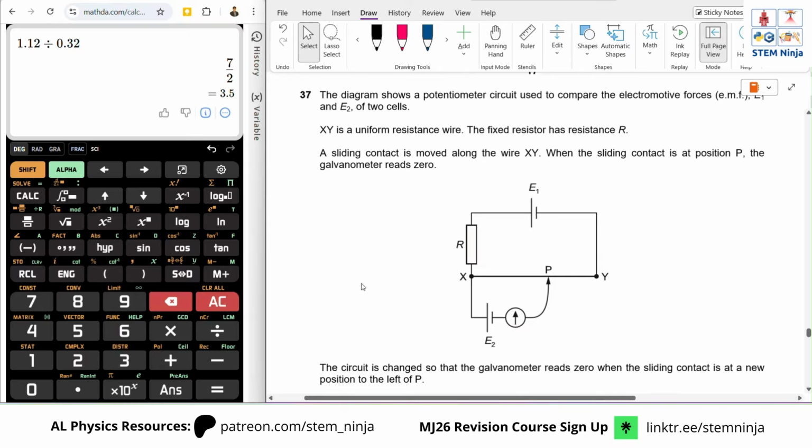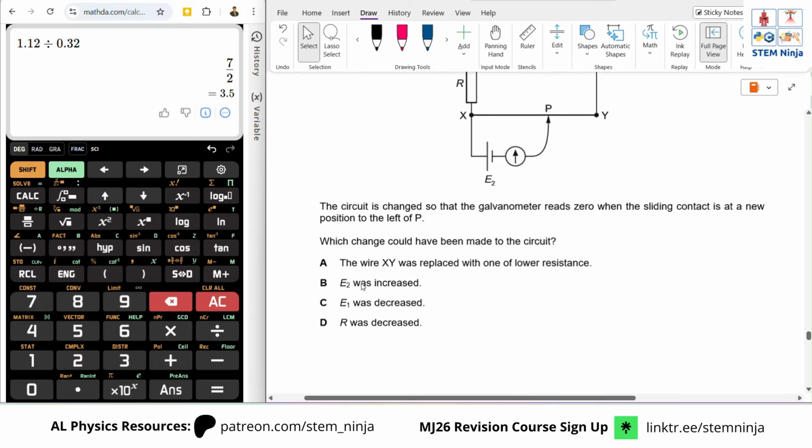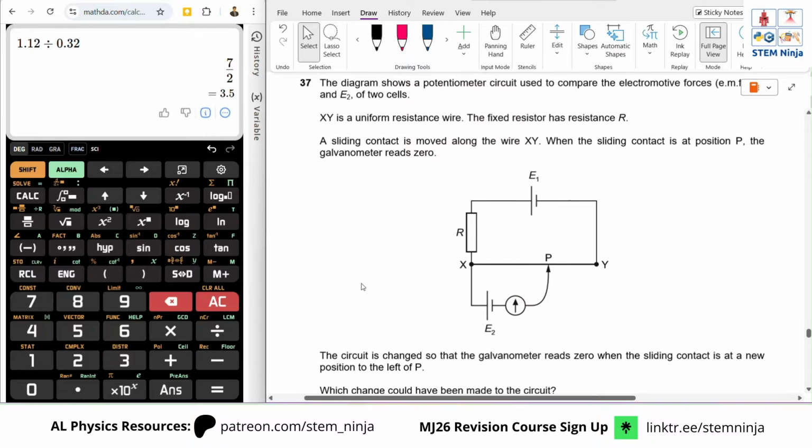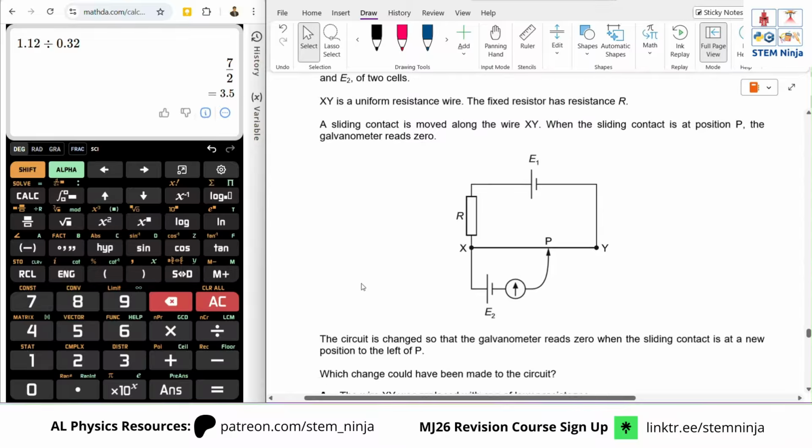So, wait a second. Okay. What change could have been made to the circuit?